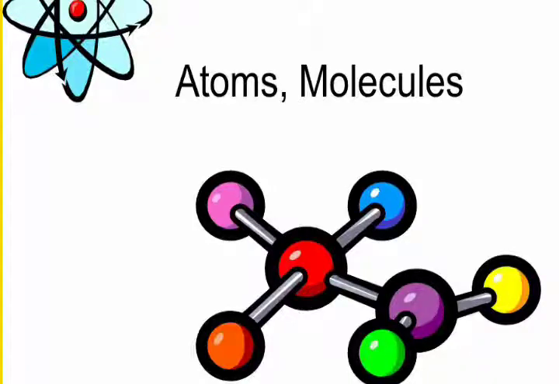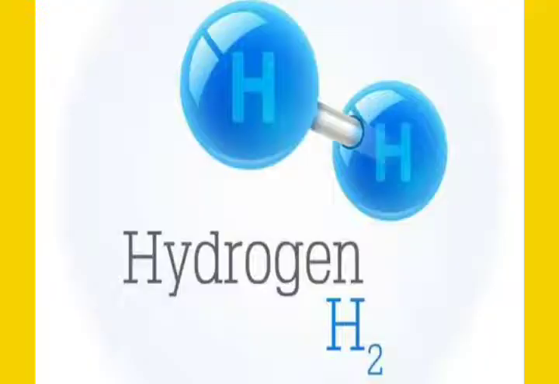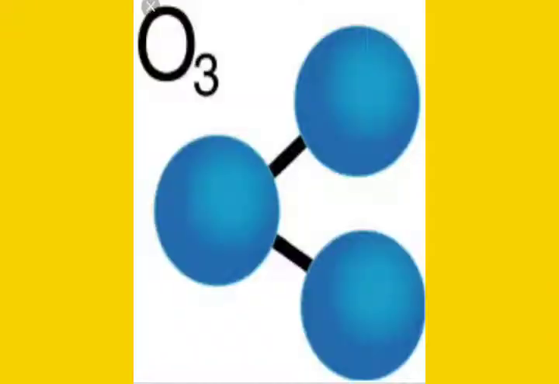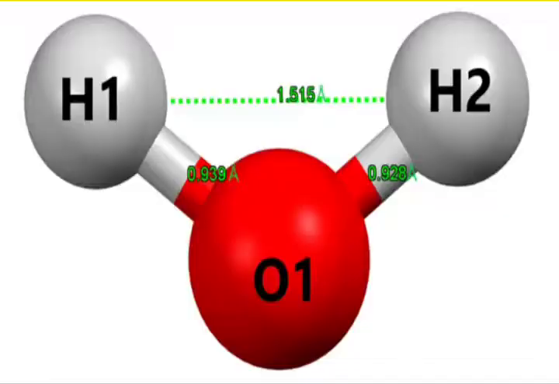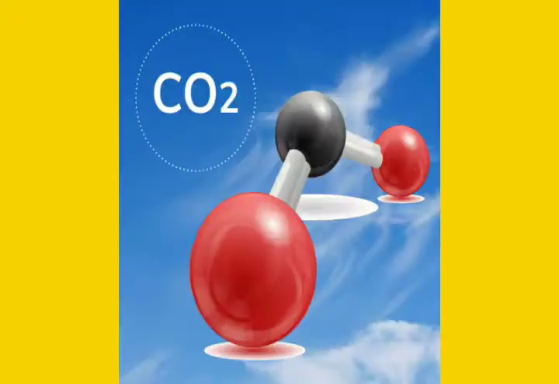Now next, molecules of elements. When two or more atoms of the same element combine, they form the molecule of an element. For example, two atoms of hydrogen combine to form one molecule of hydrogen, and three atoms of oxygen combine to form one molecule of ozone. And when atoms of two or more elements combine, they form a molecule of a compound. For example, a water molecule is formed by two atoms of hydrogen and one atom of oxygen. Another example, a molecule of carbon dioxide is formed by one atom of carbon and two atoms of oxygen.